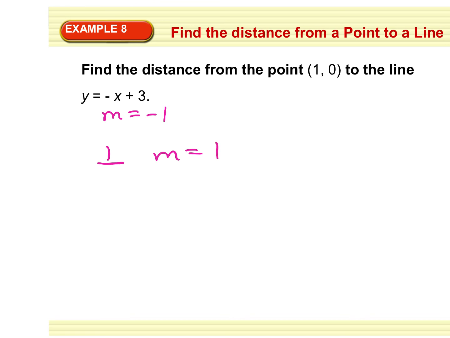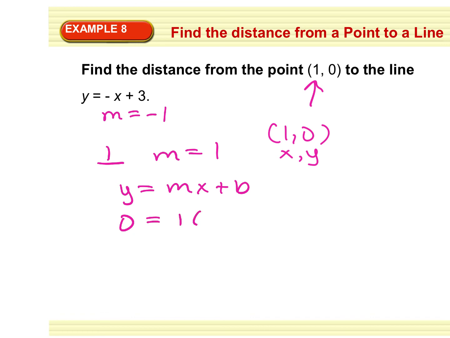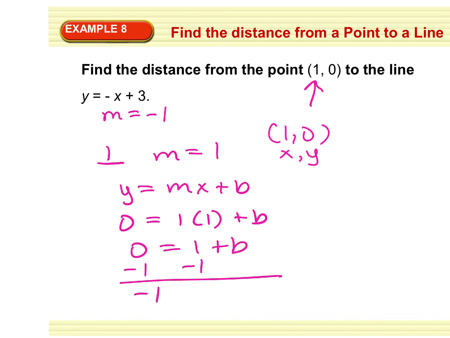Next, we need to find the b. So again, y equals mx plus b. And again, this is the order pair I'm using: 1, 0. This is x, this is y. So I'm going to plug in. 0 equals 1 times 1 plus b. 0 equals 1 plus b. Move the 1. -1 equals b. So now this is the y-intercept.